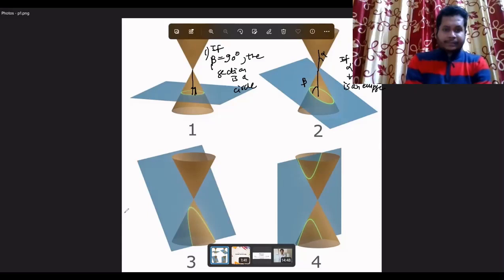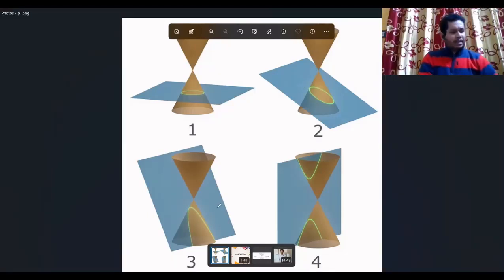Now the third case. Suppose this is my axis, then as we know this is my alpha, and this is the angle between the intersecting plane and my axis, so this is my beta. In this case, if alpha is equal to beta, then as we have seen, we'll get a parabola. Then the section is a parabola. You all can make a note of this.